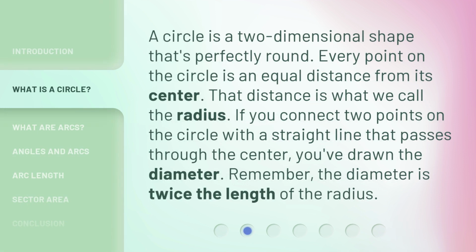A circle is a two-dimensional shape that's perfectly round. Every point on the circle is an equal distance from its center. That distance is what we call the radius. If you connect 2 points on the circle with a straight line that passes through the center, you've drawn the diameter. Remember, the diameter is twice the length of the radius.